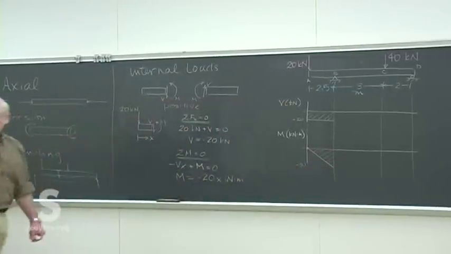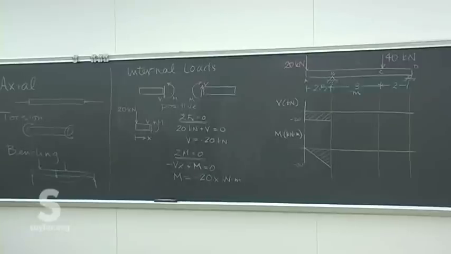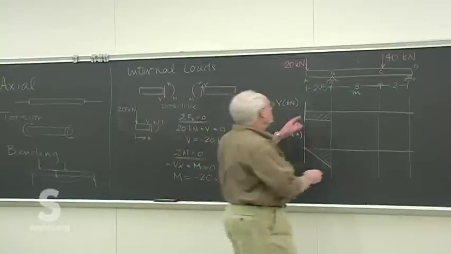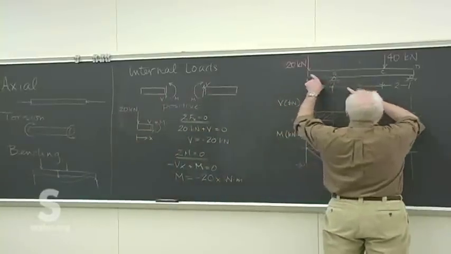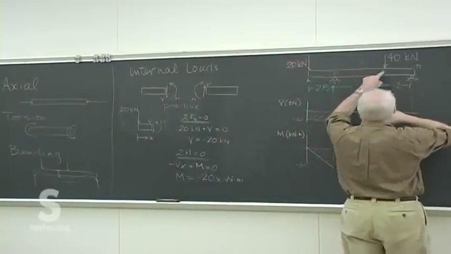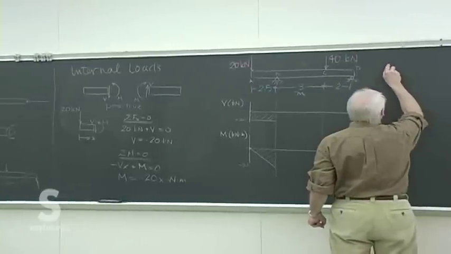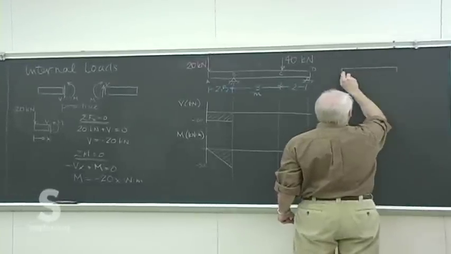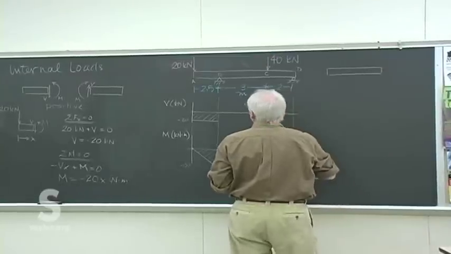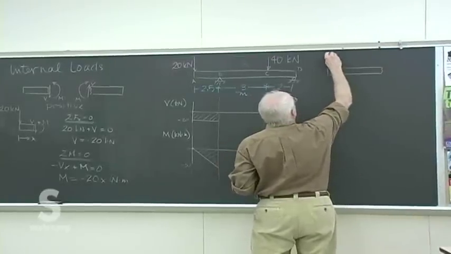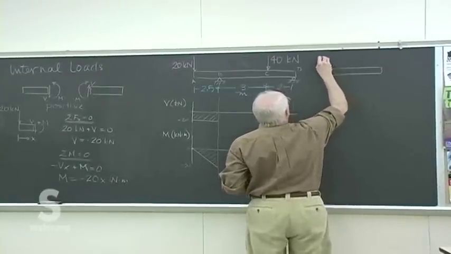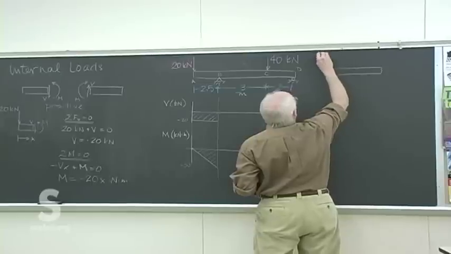Helps to hatch it in a little bit, I think, just to illustrate what's negative, what's positive as we go through these. All right, we can continue on. Nothing again changed until B. Once we get from B to C, we do have a bit of a change, so we draw out to there. We've got that load there, 20 kilonewtons.